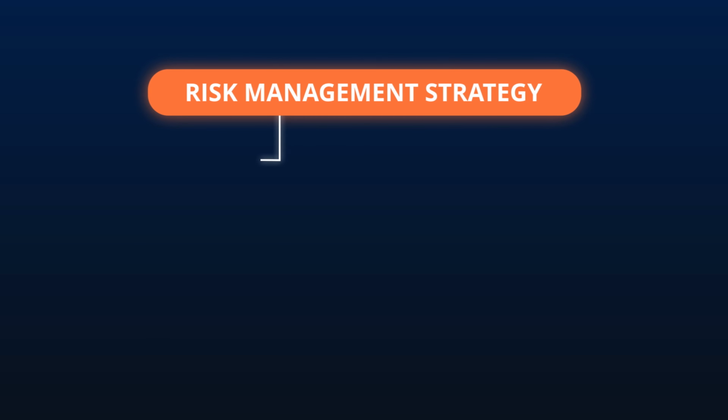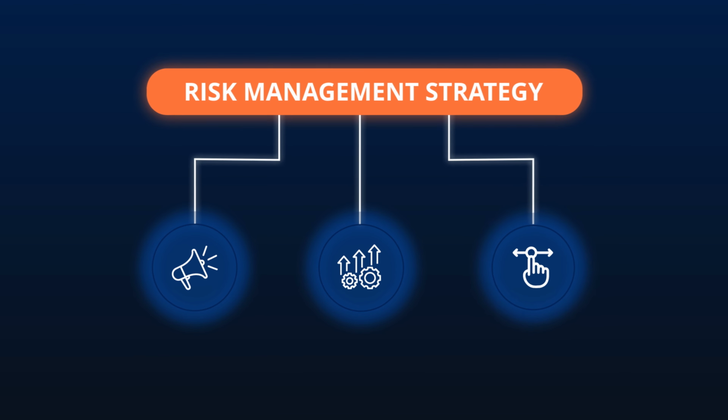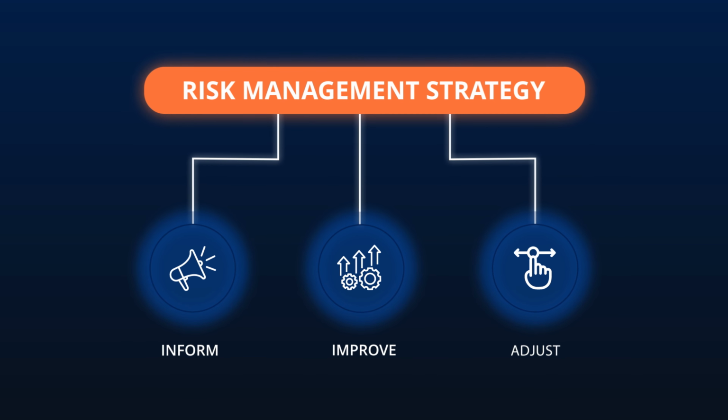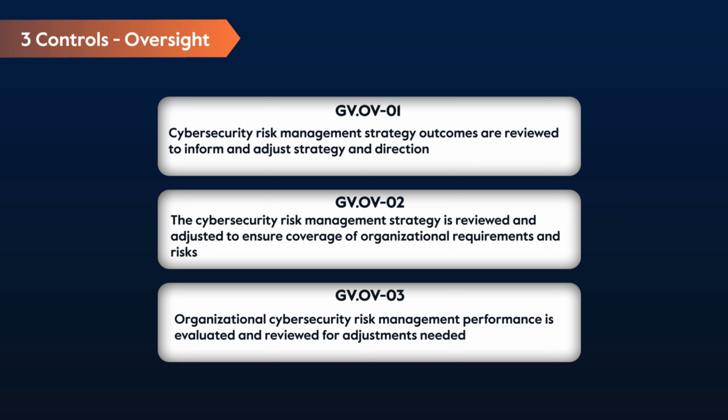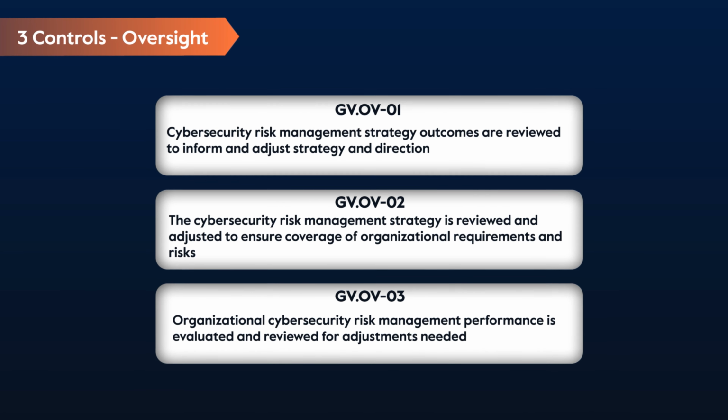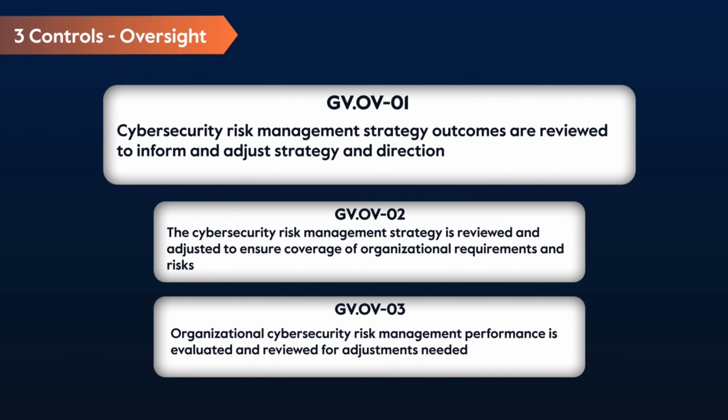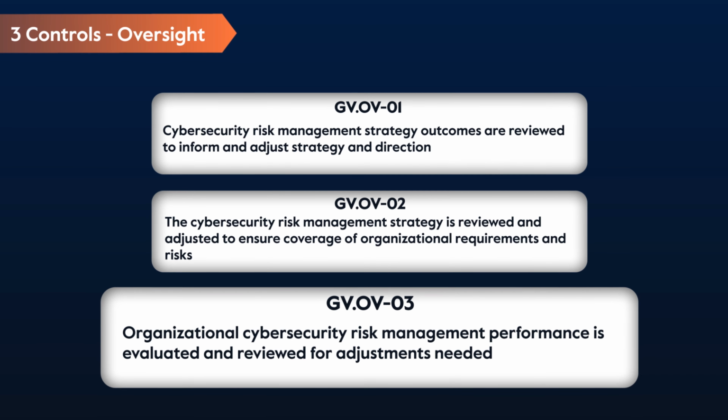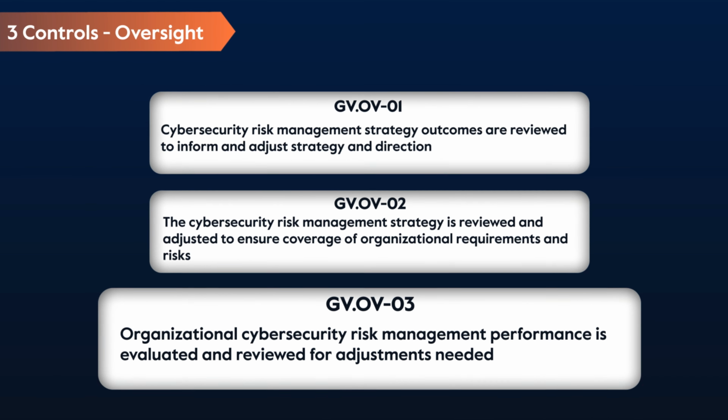Which brings us to our final category, oversight. Oversight aims to ensure that any results of risk management activities you conduct are used to inform, improve, and adjust the overall risk management strategy. There's a total of 3 controls under oversight, including reviewing your risk management strategy outcomes and measuring your overall cybersecurity performance as an organization. So that's everything about Govern, the newest function in NIST CSF 2.0.